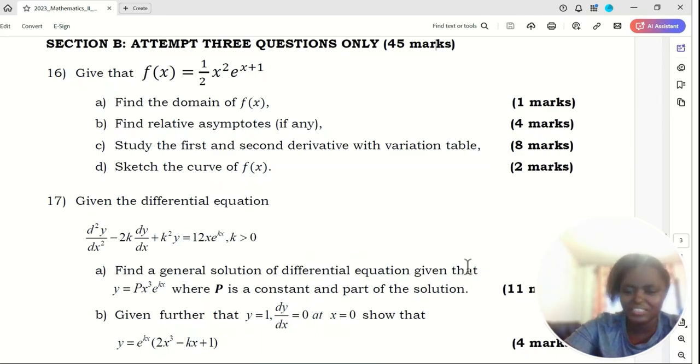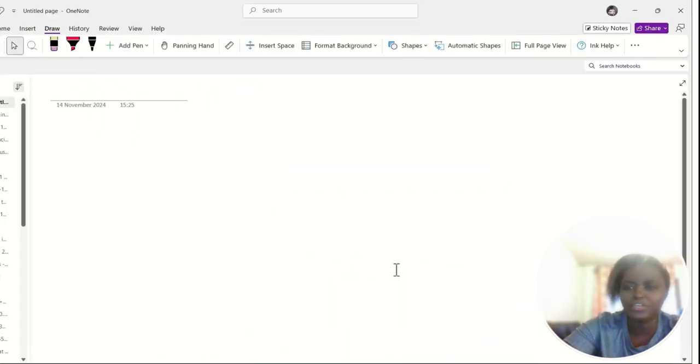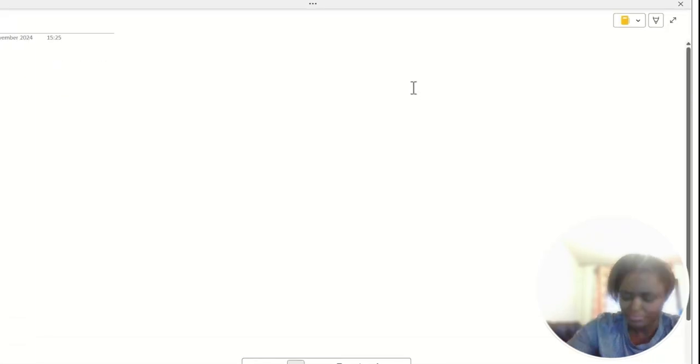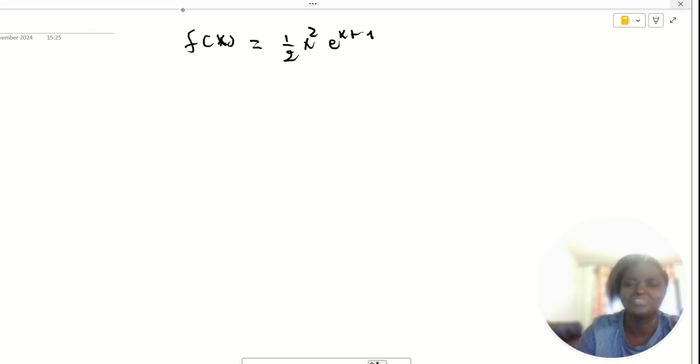So the function was f of x equal to 1 over 2 x squared e power x plus 1. And in A, we were asked to find the domain of definition. Let me say that the domain is D.